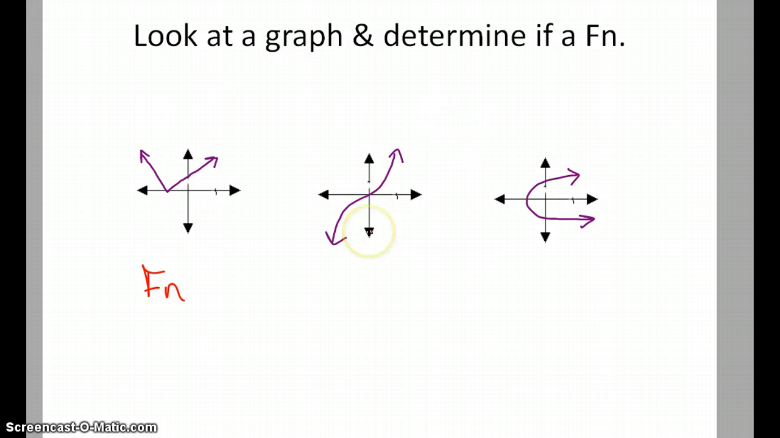Let's look at this one. This one's got a funny shape to it. If I were to take a vertical line all the way through, there's no place that it's going to cross this graph more than one time. So this is also a function. Now let's look at the last one. This one's a little bit different. If I draw a vertical line, oh, look what happens. It crosses my graph in 2 places. And because it crosses my graph in 2 places with that one vertical line, I know that it is not a function. So if it only crosses one time, it's a function. If it crosses more than one time, it is not.